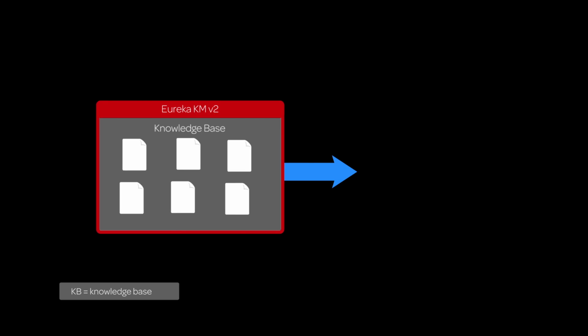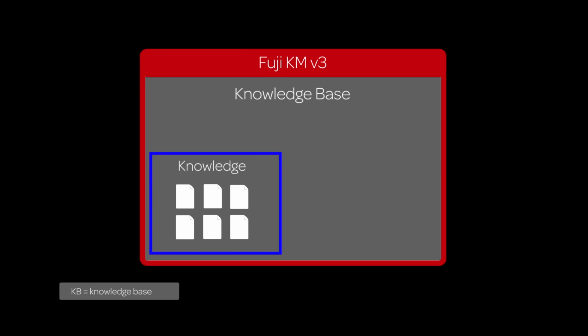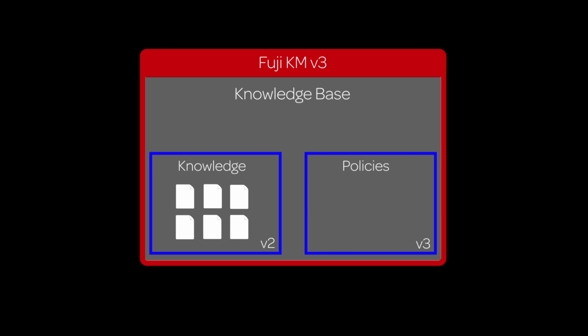Now let's see what happens to the article level controls upon upgrade. From previous videos in this series, you know that upon upgrade from Eureka to Fuji or a later release, all legacy KM content is placed in the Knowledge KB, which is tagged as version 2. Any new KBs are tagged as version 3.